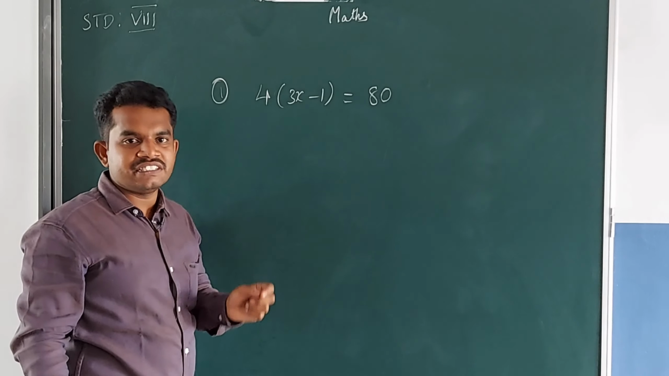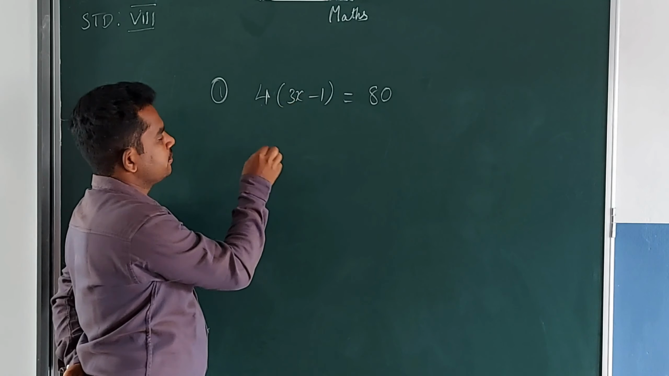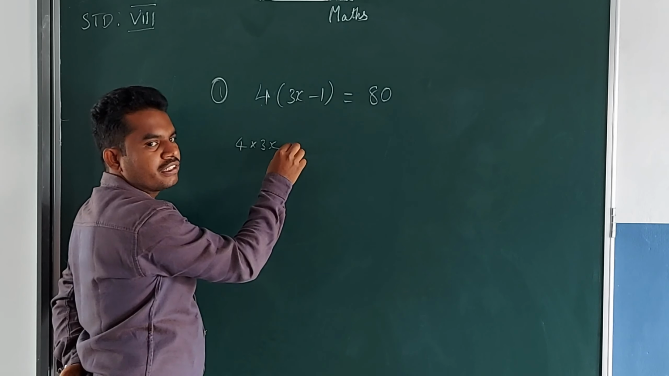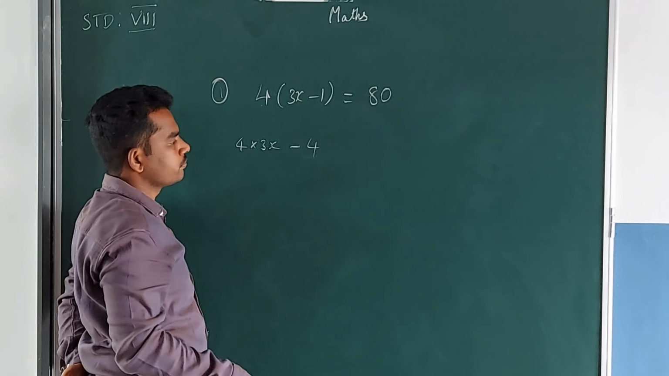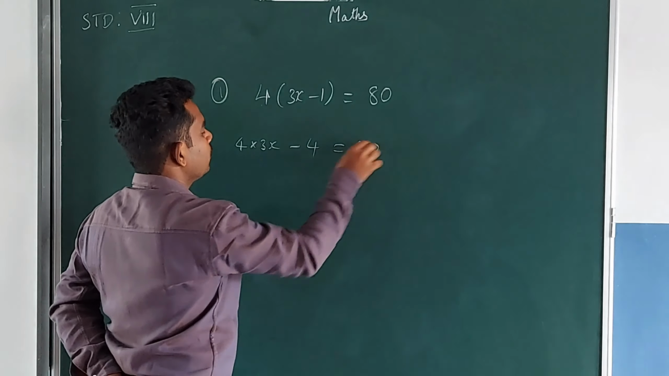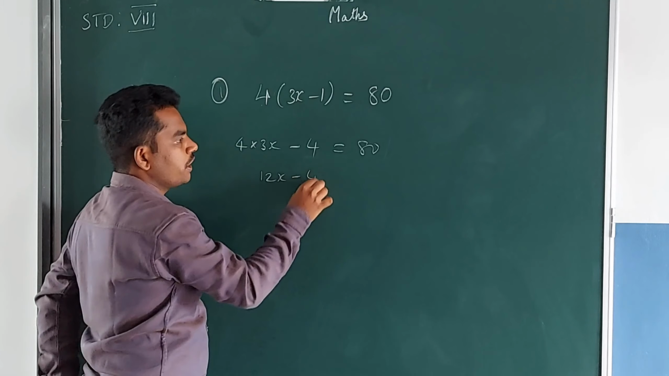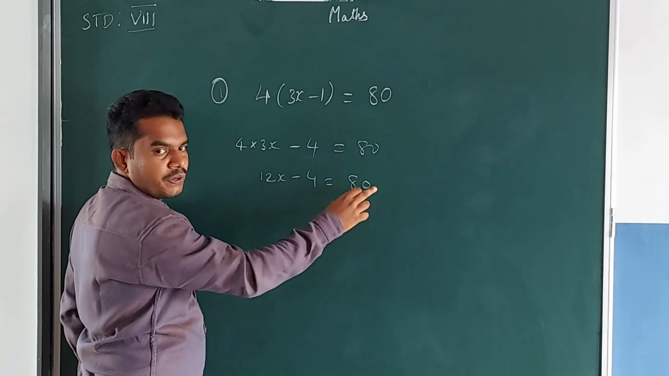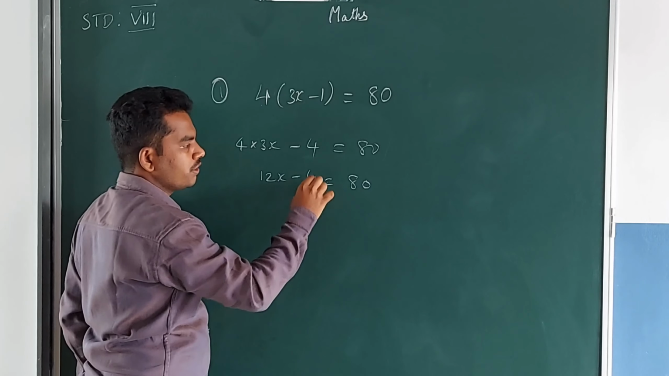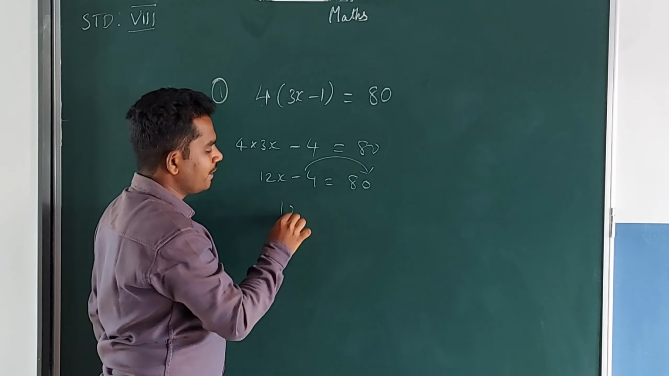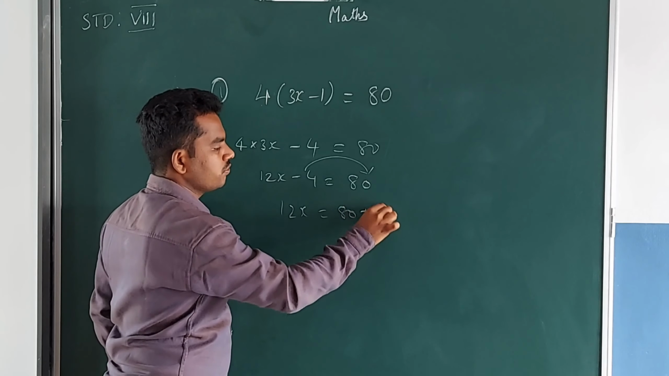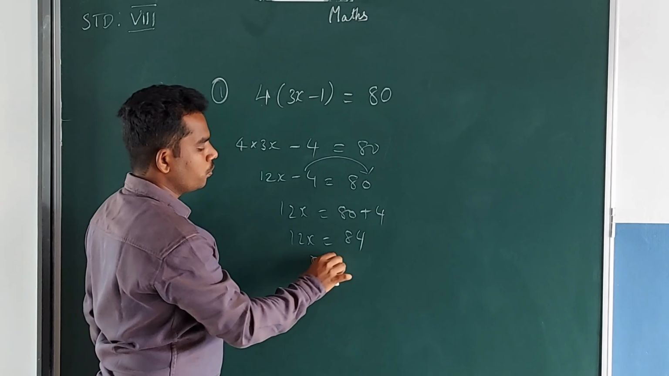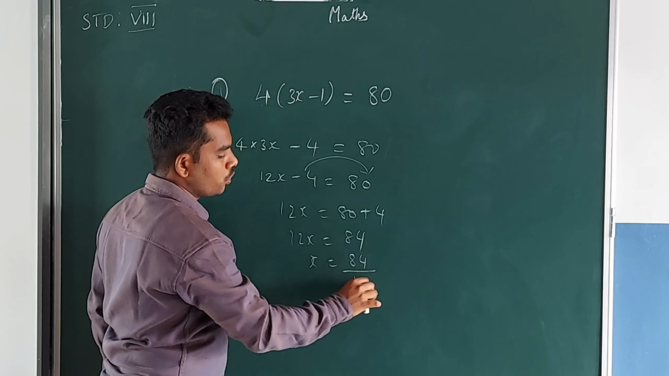4 goes to that side means it is divide. 4 into 3x, 4 into minus 1. So, 4 into minus 1 is minus 4. Okay, equal to 80. 4 into 3x, 12x. 12x minus 4 equal to 80. Minus 4 goes to that side, so plus. So, 12x equal to 80 plus 4, 84. So, x equal to 84 divided by 12.